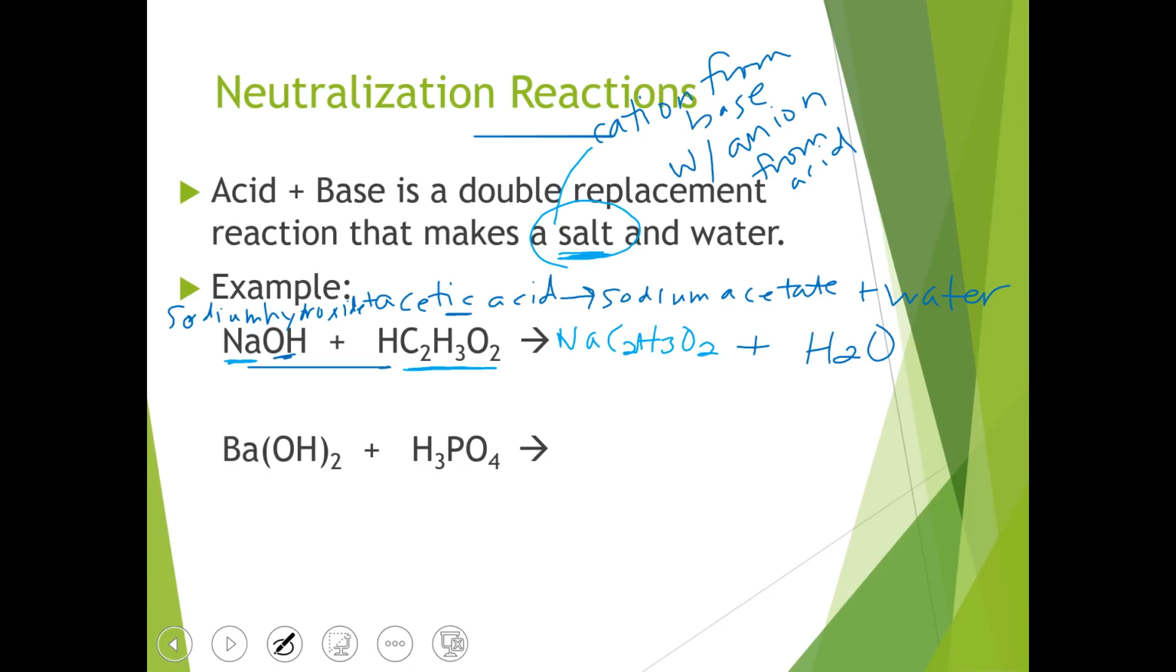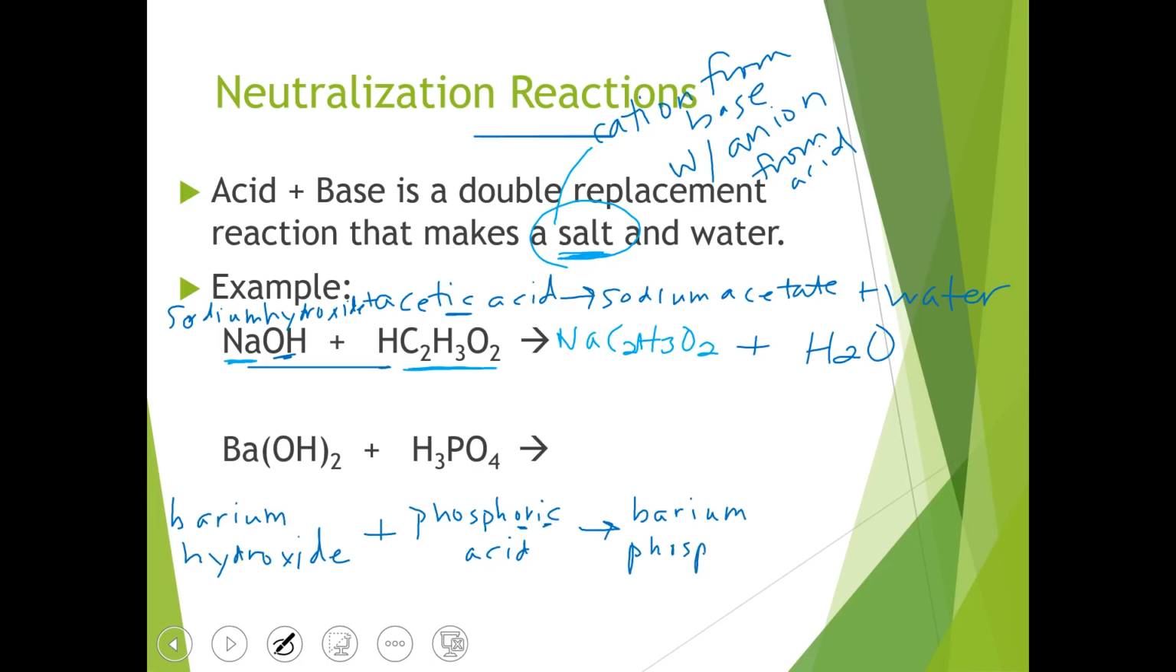So, you could try this one. Like, this is barium hydroxide. And PO4 is phosphate. So this is phosphoric acid. Got to put the OR back in there, and ate becomes ic because the ate is thick. So when they trade, you're going to get barium phosphate and the H with the OH is just going to be water.